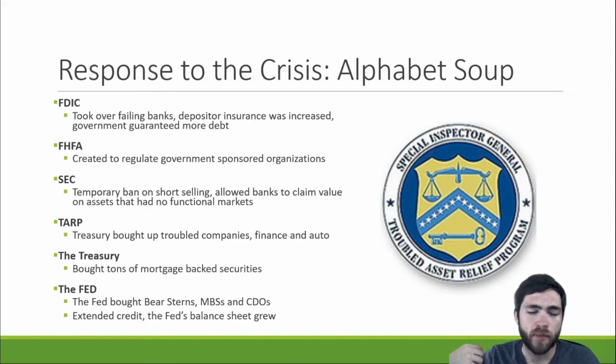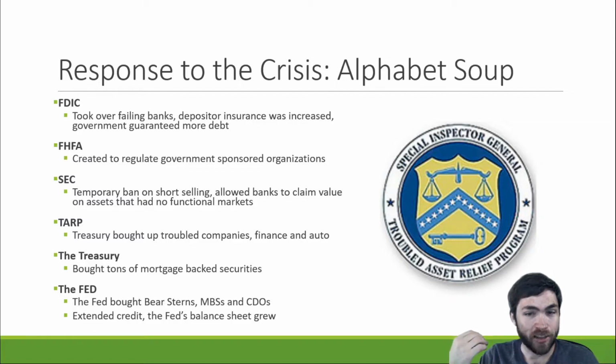So another thing the SEC did is they allowed banks to claim value on assets that had no functional market. So essentially, if you can't sell a mortgage-backed security, what's its value? Because it has no market value, right? And so the SEC allowed banks to still hold that as some value as an asset on their balance sheet.